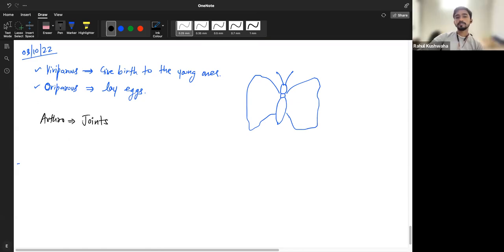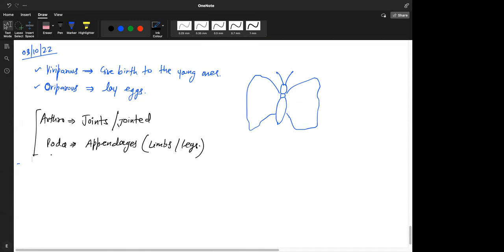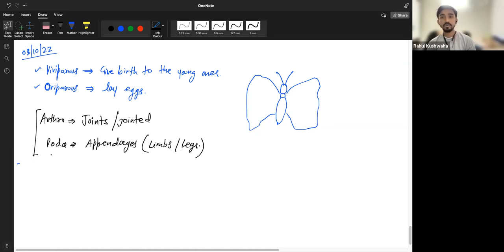Arthro means joints or jointed. And the word poda means appendages or limbs or legs, whatever you call it. So what does arthropoda mean? Joint legs. Organisms that have joint legs are called arthropoda. Is it clear?